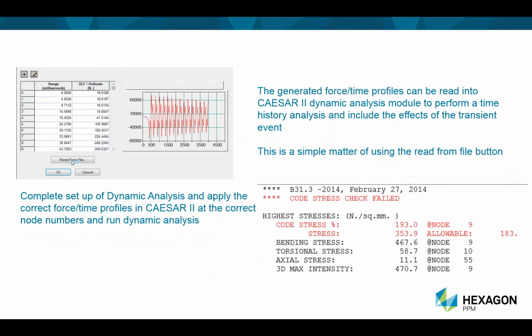But once you've chosen which forces to export, then you can take those into CAESAR II's dynamic analysis processor and read them in to the dynamic module, simply clicking the read from file button, which you may be familiar with if you use CAESAR II's dynamics, to import the force time profile, which then you can use to perform a time history analysis of the transient event. After reading in the force time profiles, complete the setup of the dynamic analysis to apply the force time profiles in CAESAR II at the correct node numbers, and then run the CAESAR II dynamic analysis.